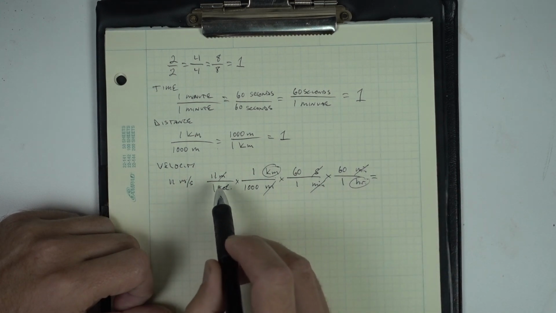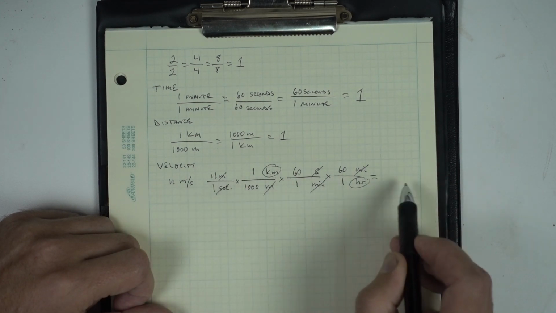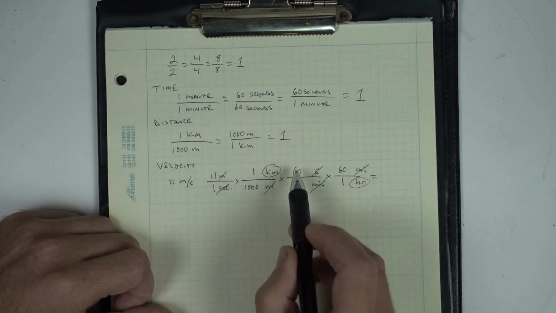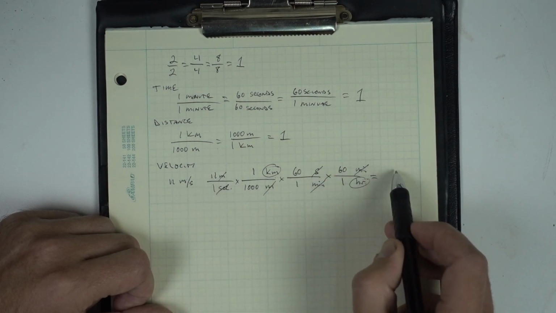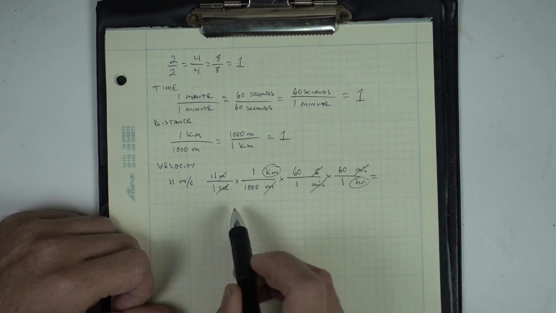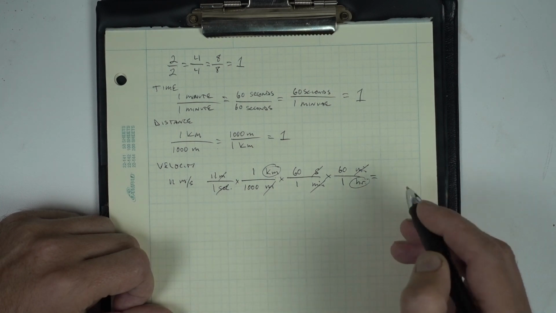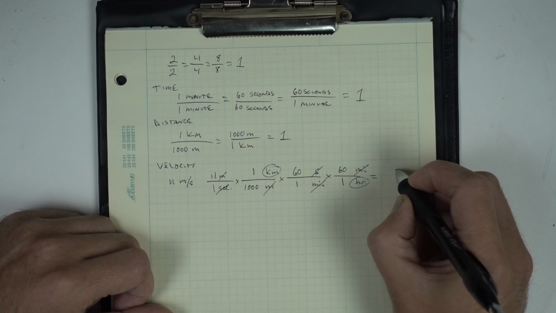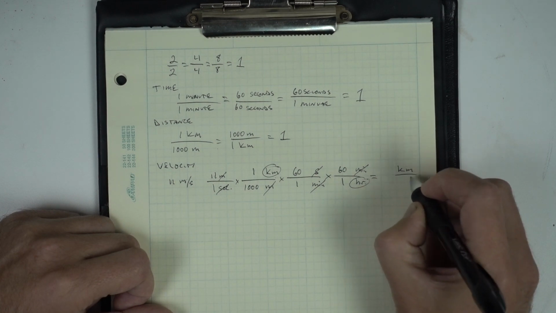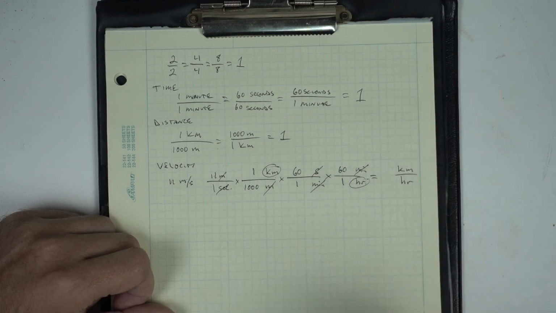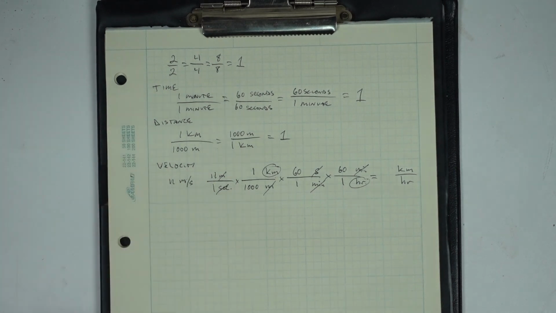So all I have to do is just multiply straight across, 11 times 1 times 60, and I get a number on top, and I've just got 1,000 on the bottom, divide by 1,000, and I'm going to have kilometers per hour there. Let me grab my calculator real quick.